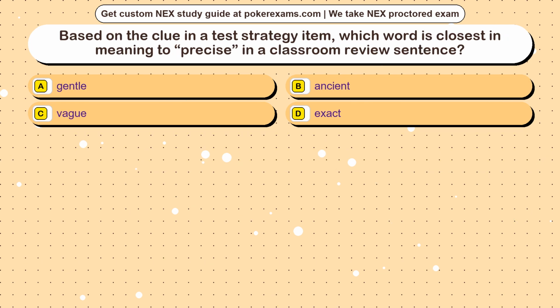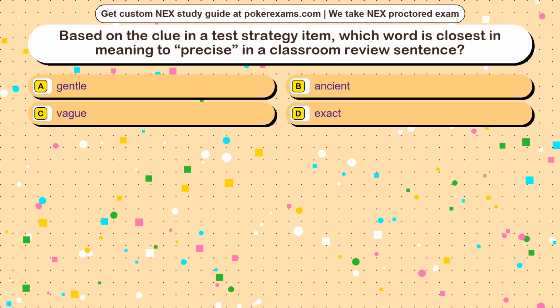Question 17. Based on the clue in a test strategy item, which word is closest in meaning to precise in a classroom review sentence? Option A, gentle. Option B, ancient. Option C, vague. Option D, exact.